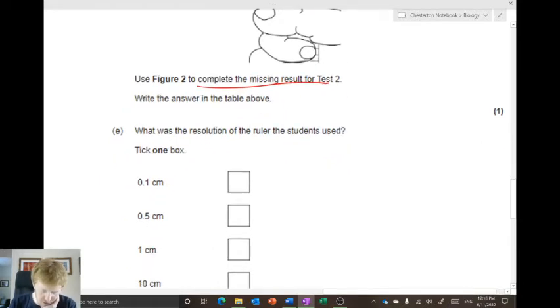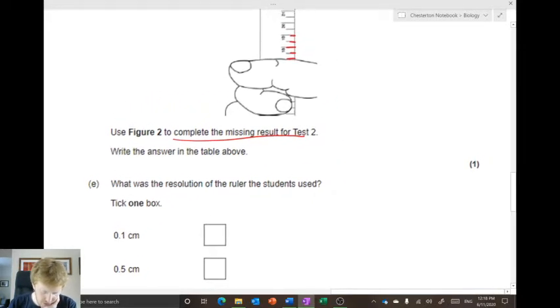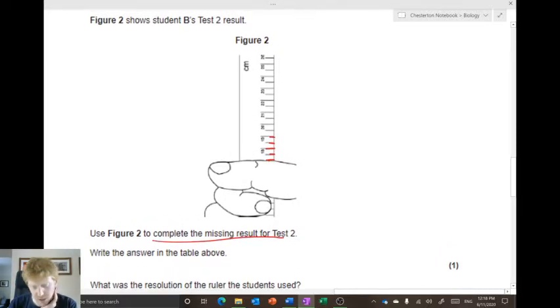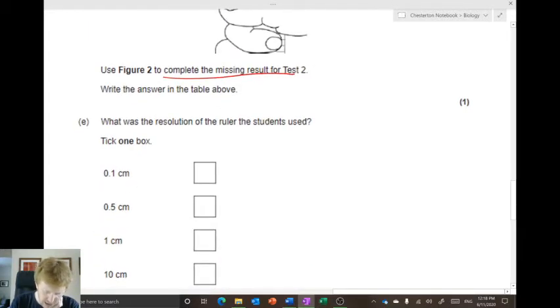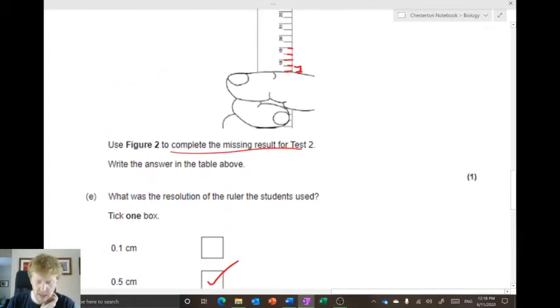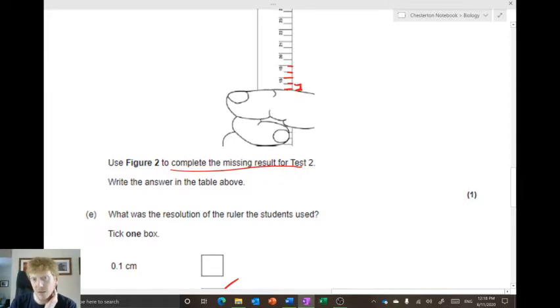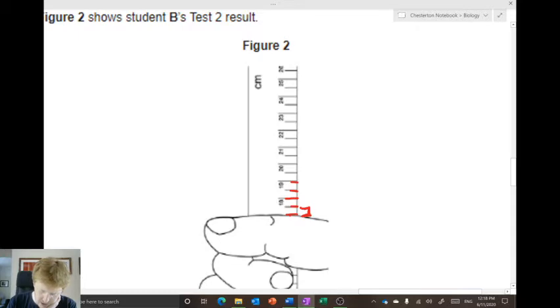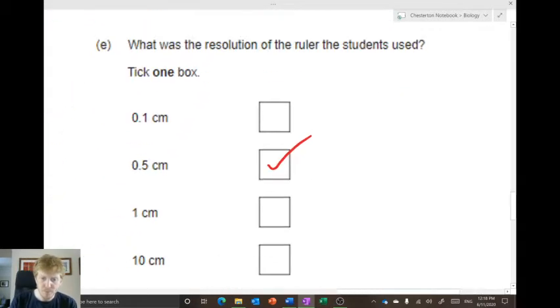Here we go. What is the resolution of the ruler that the student used? Tick one box. Okay, so what is the resolution? It's looking at what is the smallest distance we can tell between 2 points, and that smallest gap between these is 0.5. So the resolution of this ruler is going to be 0.5 centimeters. It is the smallest gap, right? Because this is 22 and the smallest gap between these points is 0.5 centimeter. So that is going to be our resolution, right?